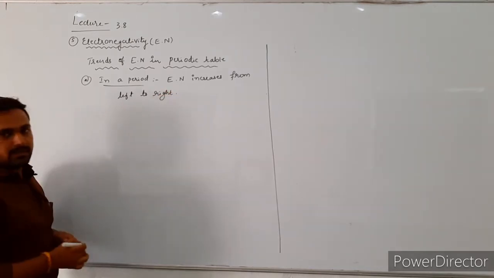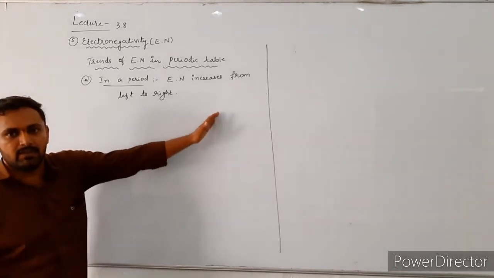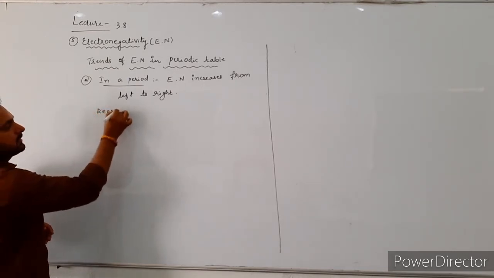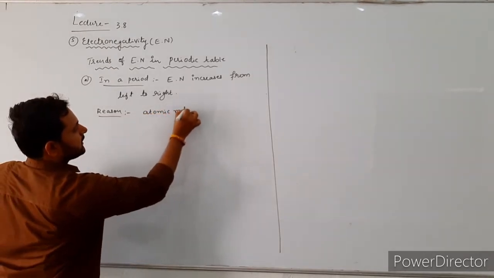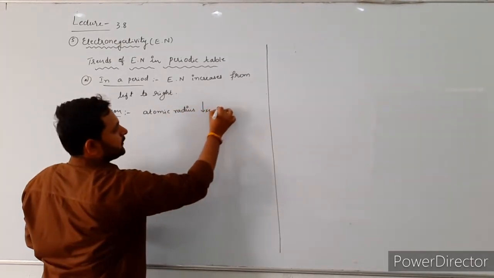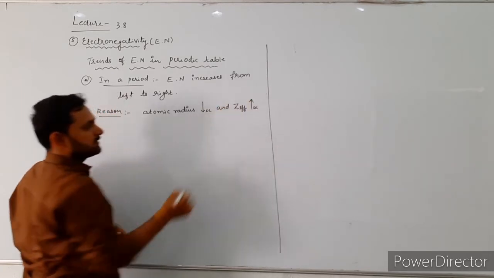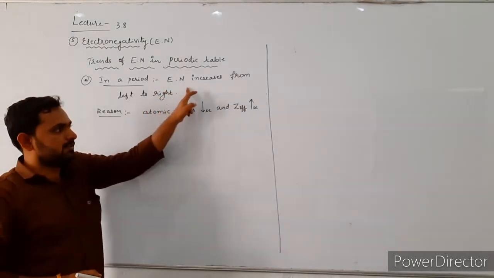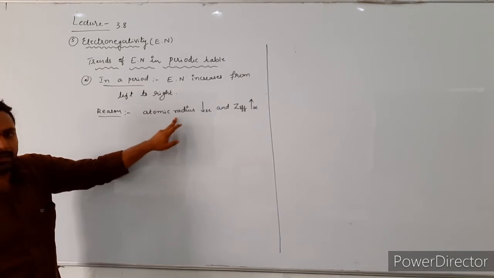Why does electronegativity increase from left to right? Because atomic radius decreases from left to right and effective nuclear charge increases. That's why electronegativity increases from left to right. Here electronegativity is directly proportional to the effective nuclear charge, and inversely proportional to the atomic radius.